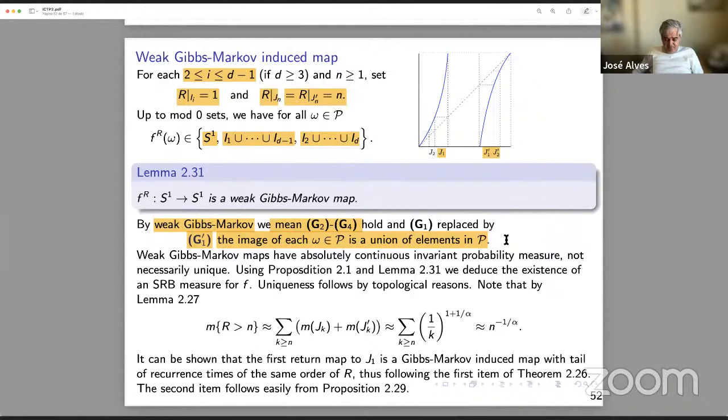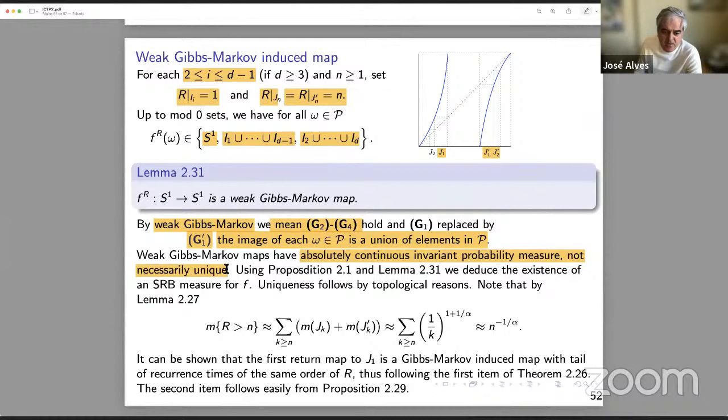We replace this G1 by this G1 prime, and that's what I mean by weak Gibbs-Markov maps. It's not difficult to see that these weak Gibbs-Markov maps also have absolutely continuous invariant probability measures, but they are not necessarily unique, as they are for Gibbs-Markov transformations. But they exist.